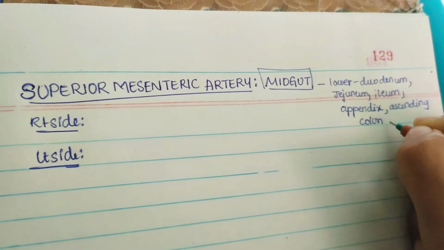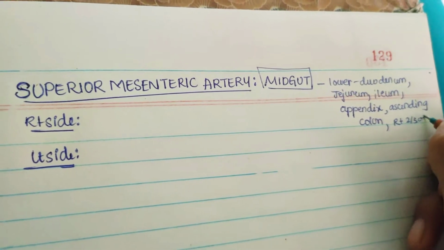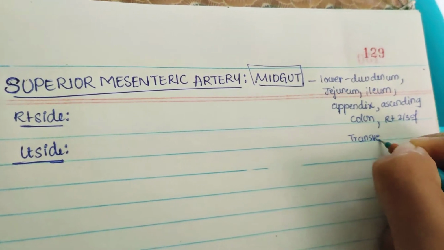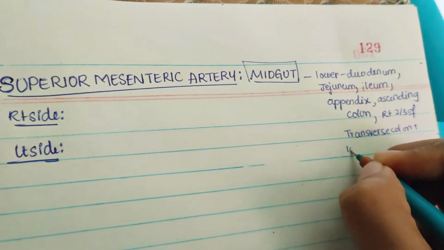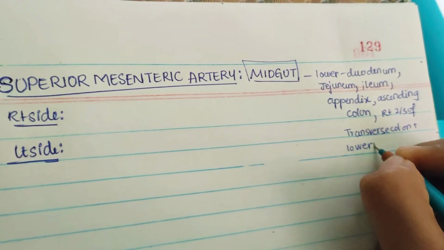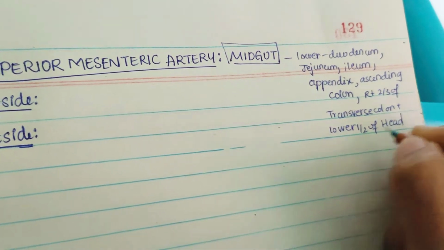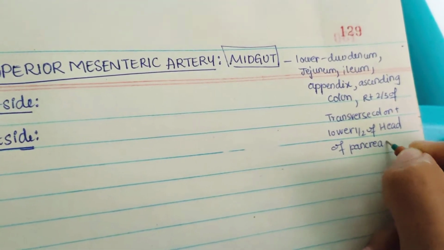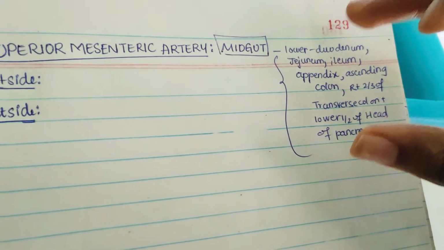next comes the right two-thirds of the transverse colon, plus the lower half of the head of the pancreas. So this is all about the midgut; these parts are called the midgut.